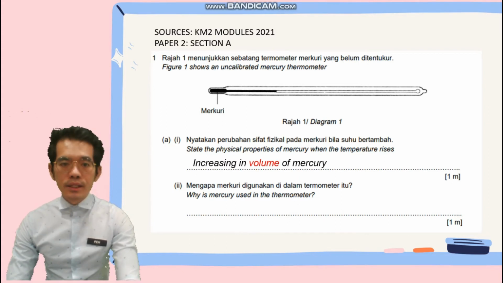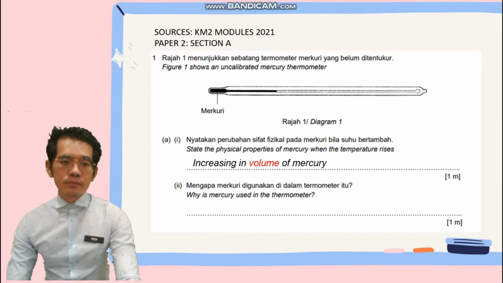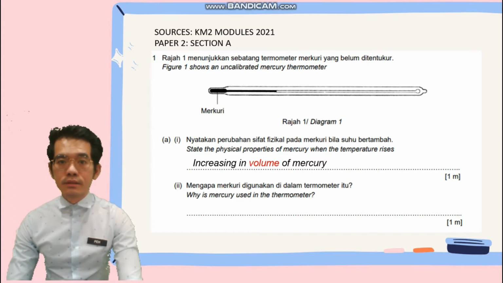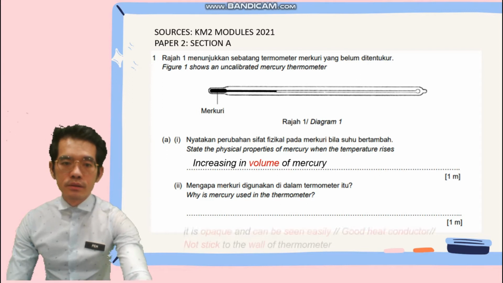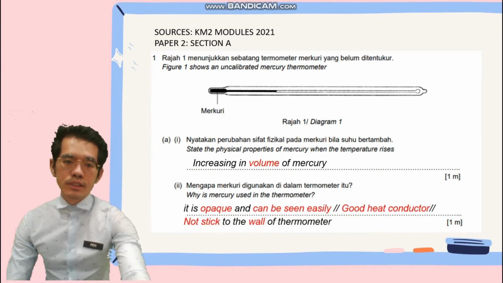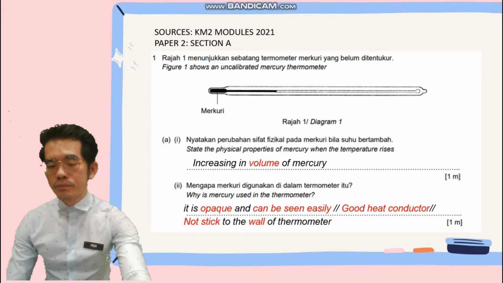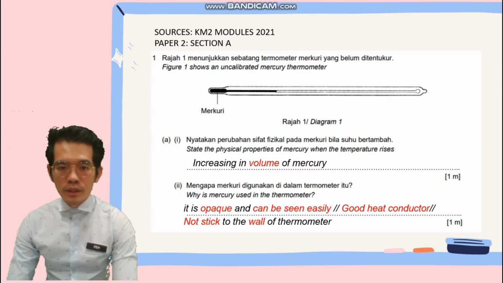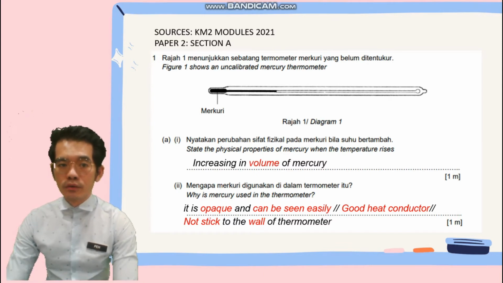Second question, why is mercury used in a thermometer? There are many factors that cause mercury to be chosen as the liquid in glass thermometer. The first is opaque, can be seen easily, and mercury is also a good heat conductor and does not stick to the wall of the thermometer. Since there is only one mark for this question, you can choose any one of the answers.